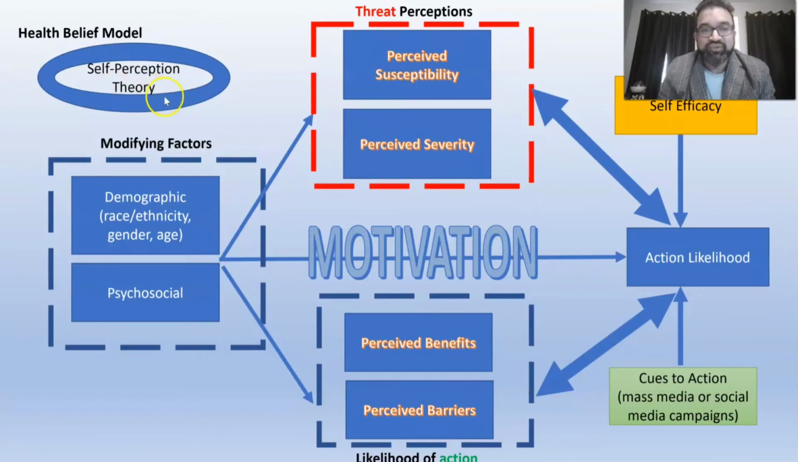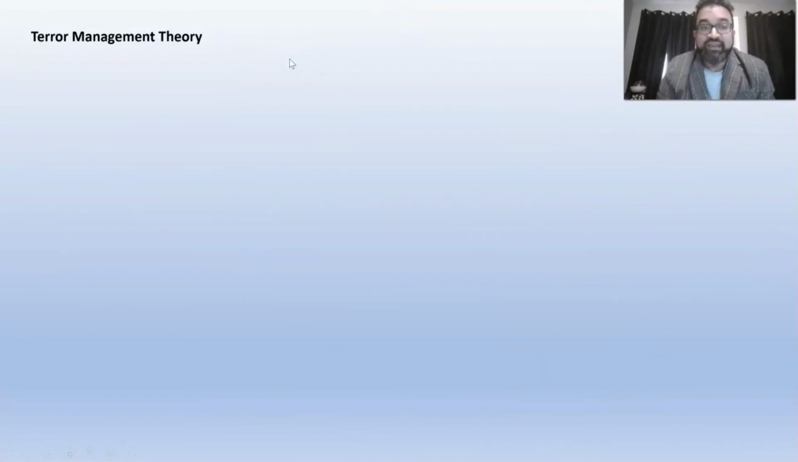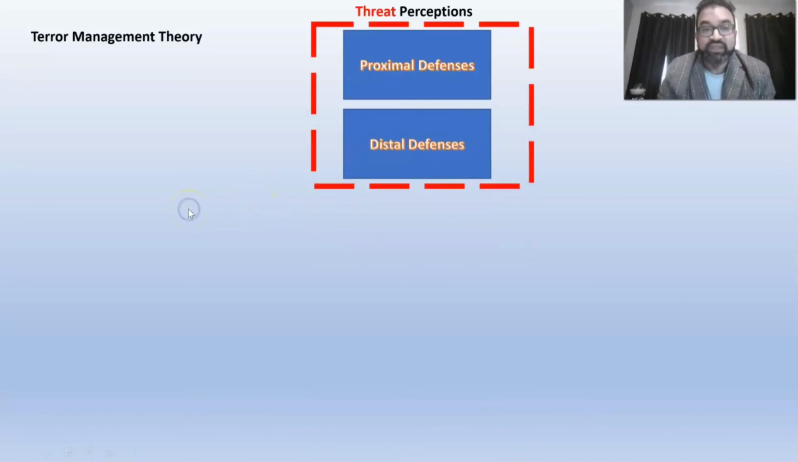Transitioning from this model to another model that could be potentially seen as a complementary model is the terror management theory. This theory created a model that is more geared towards disaster management and can be understood in the context of the health belief model. So let's go through some of the details here. For the sake of simplicity, I created this model so that it looks similar to how I created the health belief model. So let's take a look.